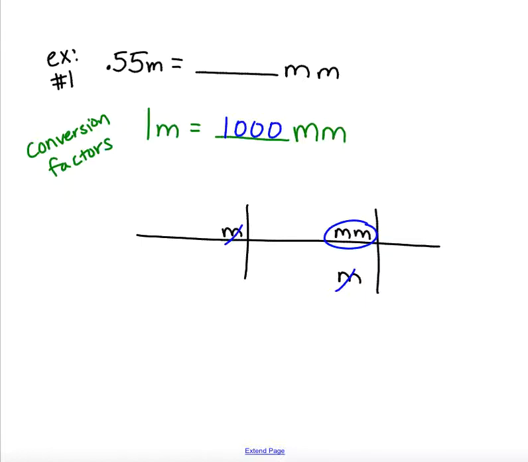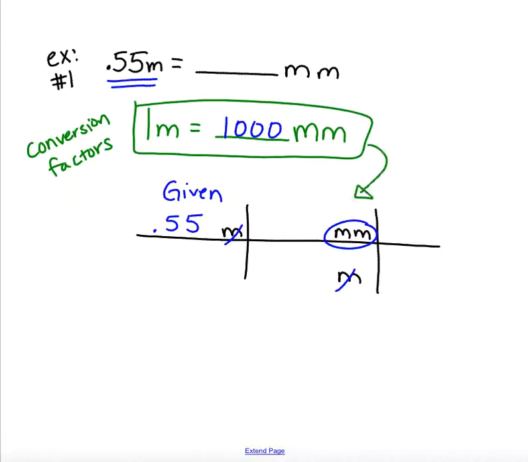And now I'm going to start to fill in my numbers. I first put in what I'm given, which is that 0.55 meters. Then I fill in the conversion factor that I came up with. So next to millimeters, I'm going to put 1,000. Next to meters, I'm going to put 1. Finally, I'm ready to multiply and then divide. I multiply the top, divide by the bottom. I get 550 over 1. So my answer is 550 millimeters.